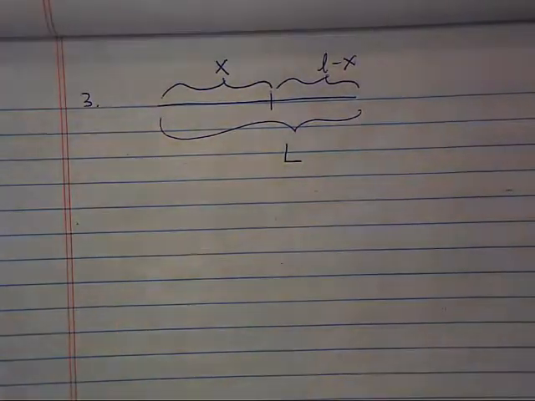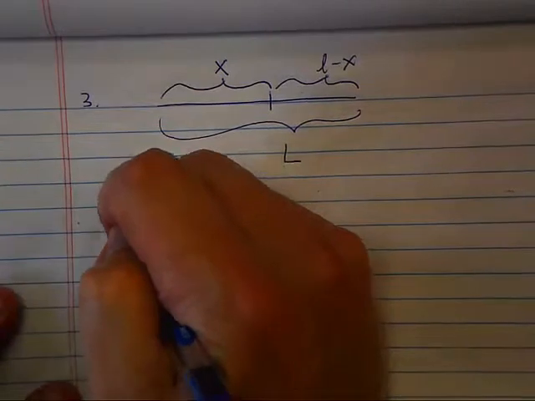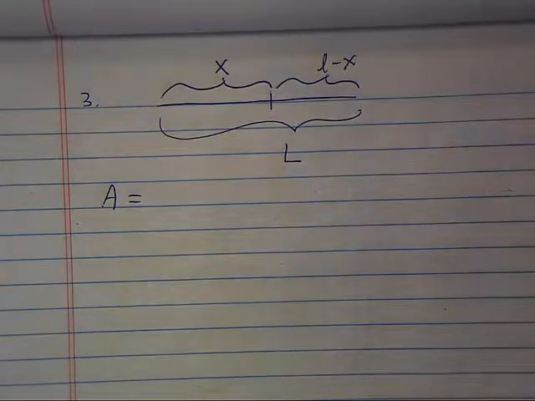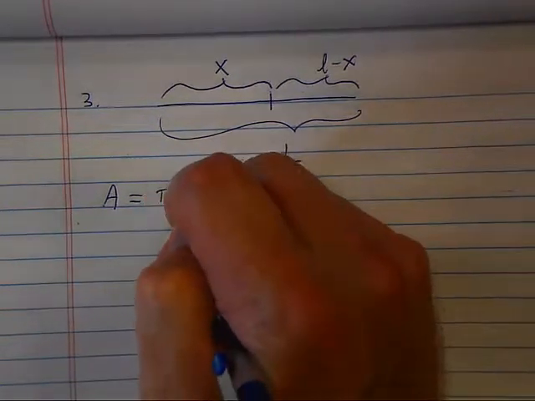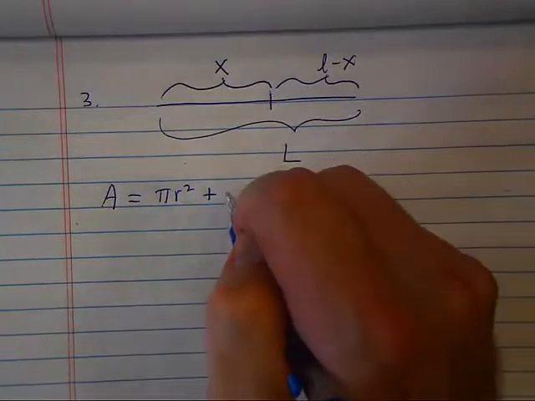All right, so what am I trying to find again? How much wire should we use for the circle? In part A, we want to minimize the area. In part B, we want to maximize the area, right? Okay, so I need a formula for area. How do I find the area of a circle? Not 2 pi r squared, just pi r squared. Plus, how do I find the area of a square? S squared, where S is the length of a side.